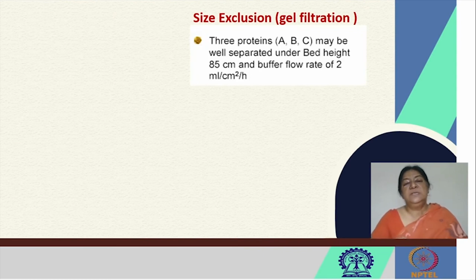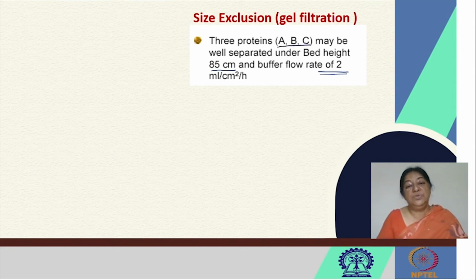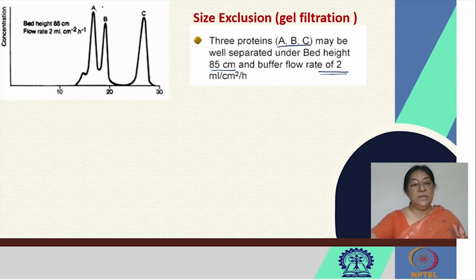Now, if we look at certain important parameters, we have a bed height of our column and we have a flow rate. We want to separate out 3 proteins based on size exclusion with different molecular weights. Ideally, we would want A, B and C to form distinctly different peaks.